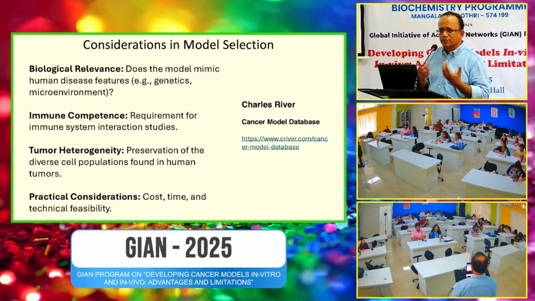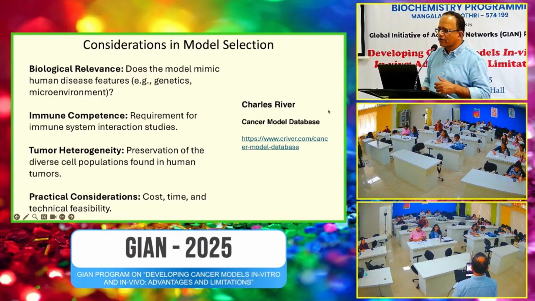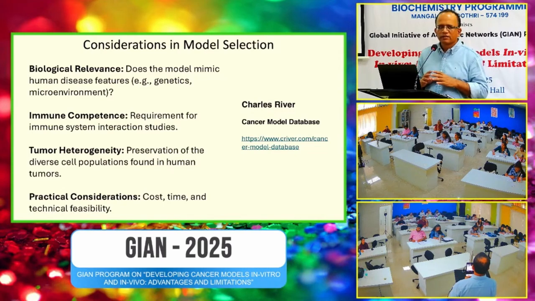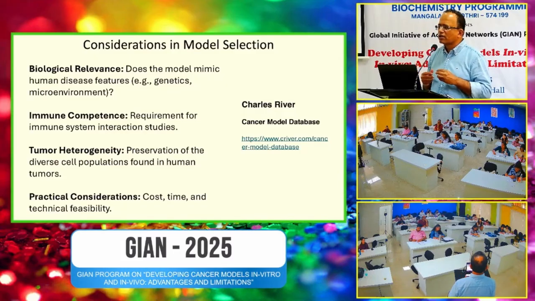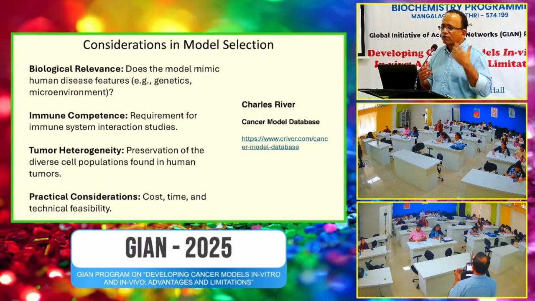So when to consider the model selection, right? There's a great website, the Cancer Model Database from Charles River. You can go there and check each model that you want to study, and they'll give you all the details about each model, what these models are, and so on. Even the NIH website has all the details about models. And even the Jackson Laboratory has the mouse models and the details.